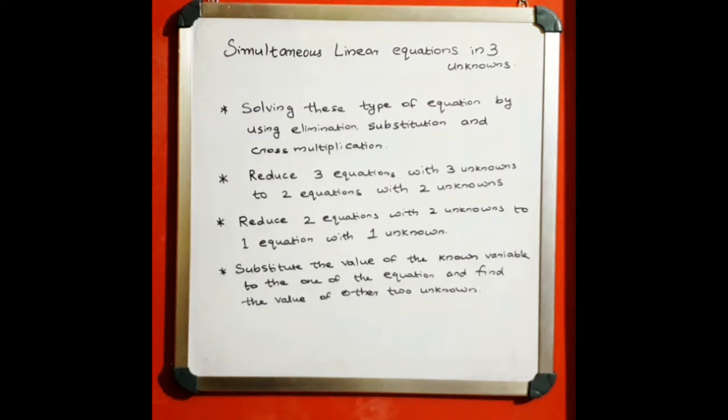So before solving this type of equation, first reduce the three equations with three unknowns to two equations with two unknowns. Then it reduces to one equation with one unknown, and we get one value. Then substitute this value into one of the equations. We get the other two unknowns. Is it clear?